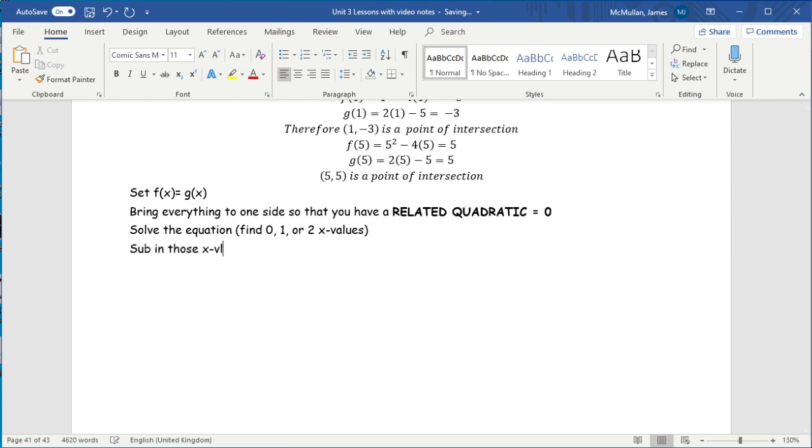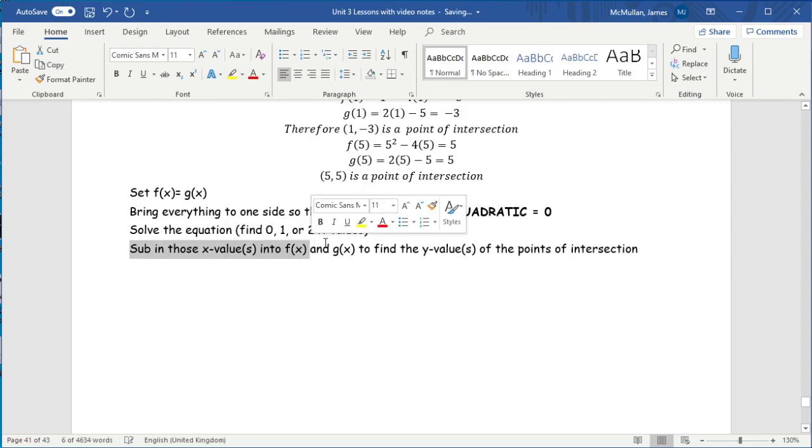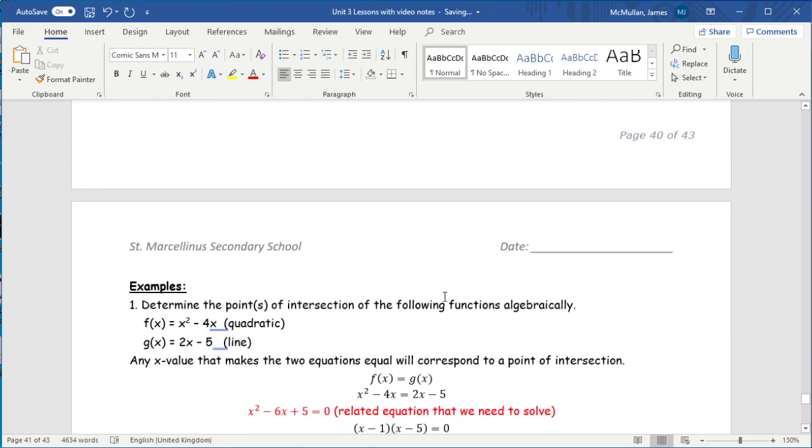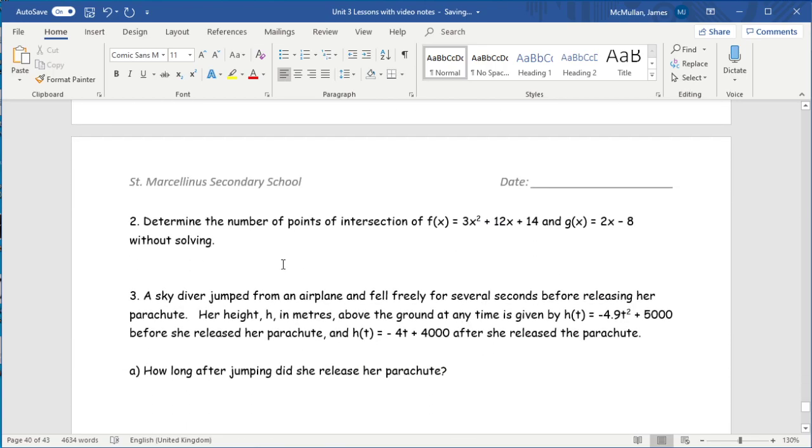Find 0, 1, or 2 x values. Sub in those x values into f of x and g of x to find the y values of the points of intersection. Okay? And again, if there are no x values, then you just say they don't intersect one another. But if you get 1 or if you get 2, sub them back into f to get the y value, and then check your work by subbing them into g. Again, it's the kind of work that you should know 100% if it's right before you are finished.